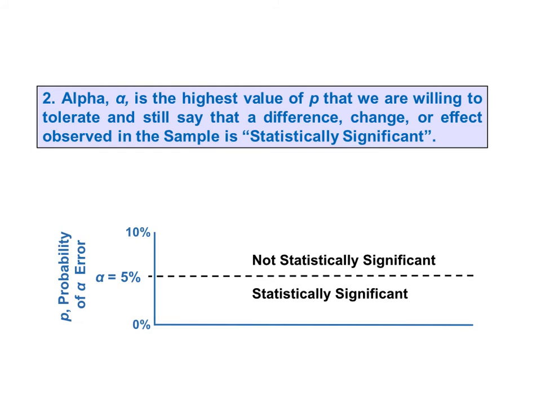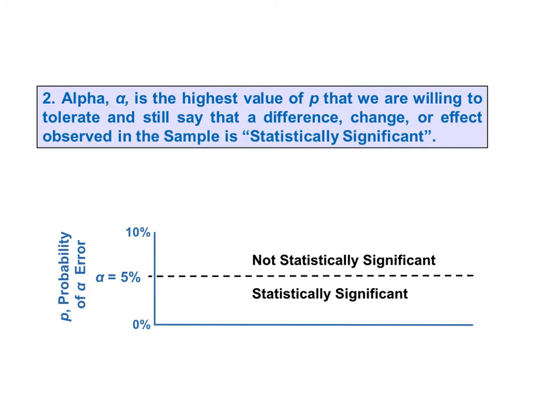Key to understanding number 2 says, alpha is the highest value of P that we are willing to tolerate and still say that a difference, change, or effect observed in the sample is statistically significant. First of all, this says that alpha is a value of P. And since P is the probability of an alpha error, alpha is a particular value of the probability of an alpha error. KTU number 2 goes on to say that alpha is a clip level, a boundary level.